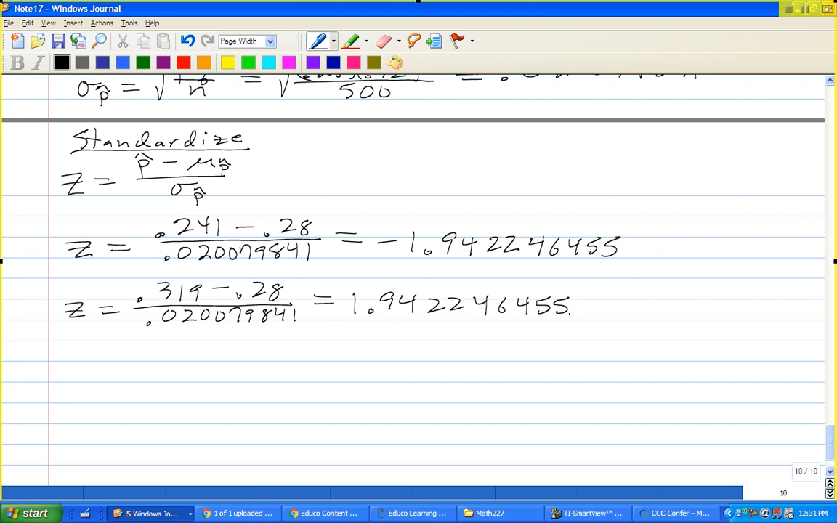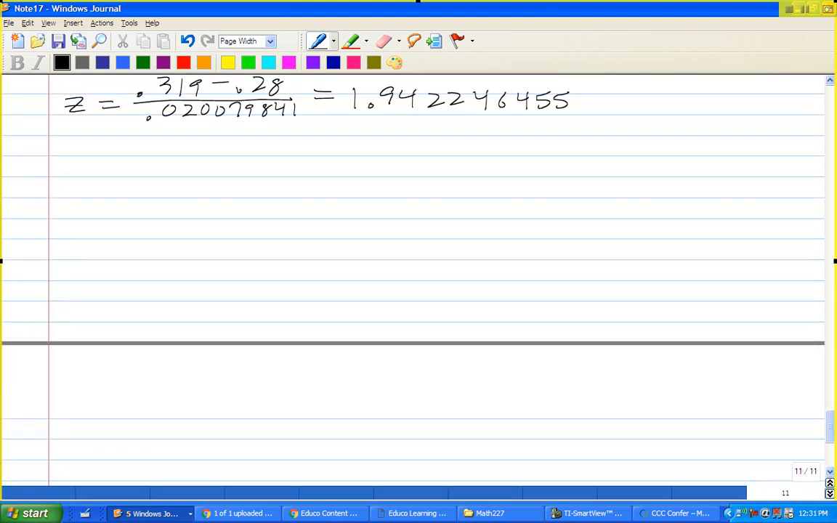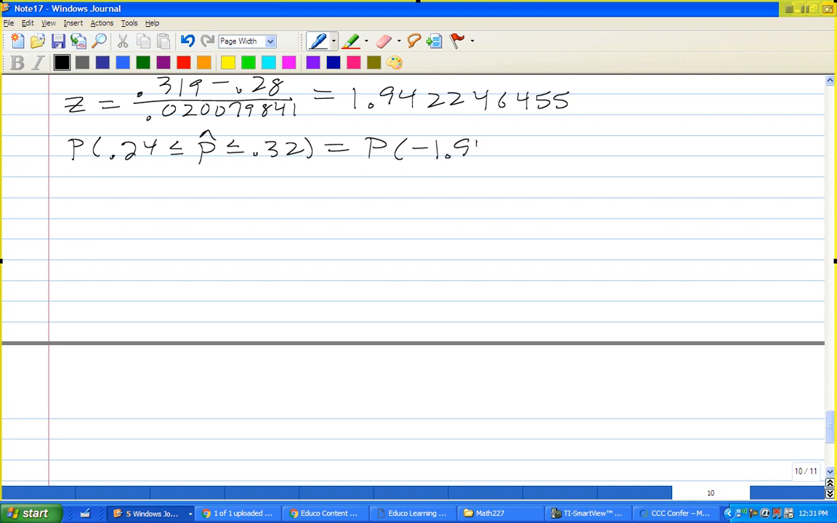Okay, good. And so I want to figure out the following. The probability that z is between negative 1.942246455 and positive 1.942246455.